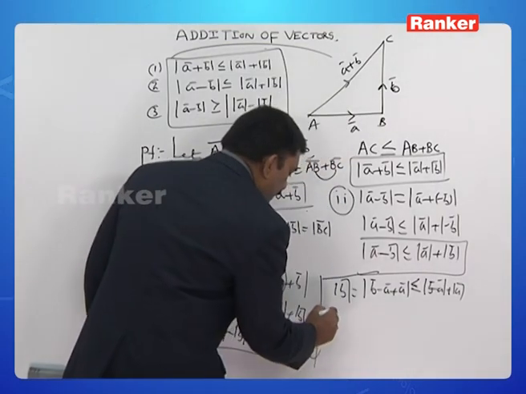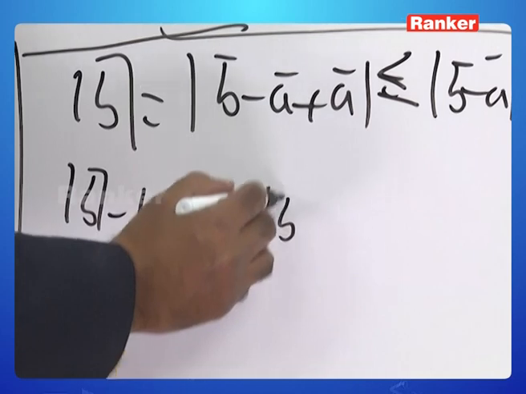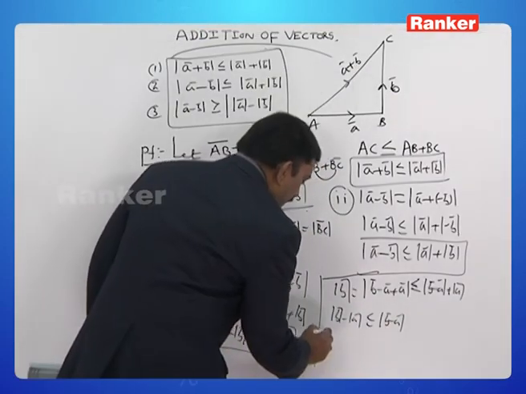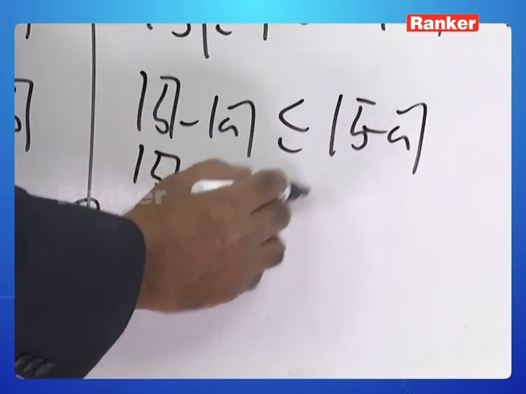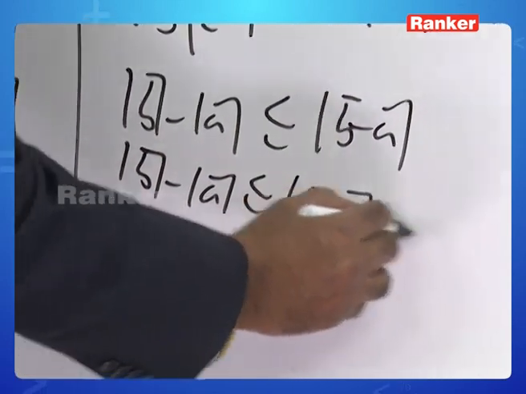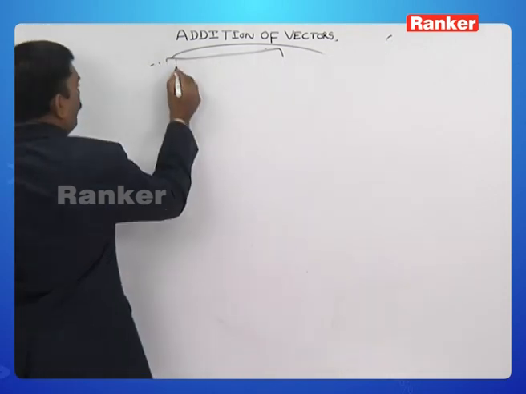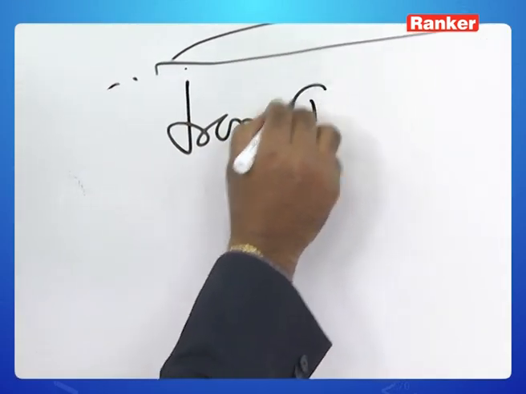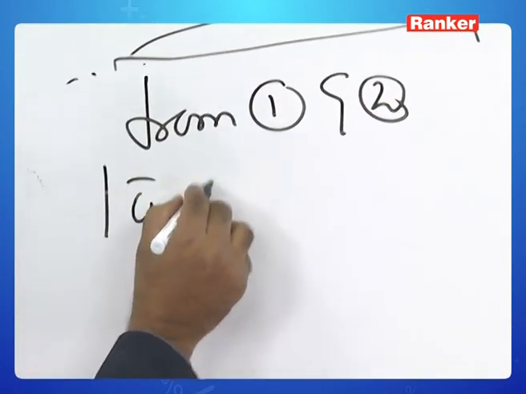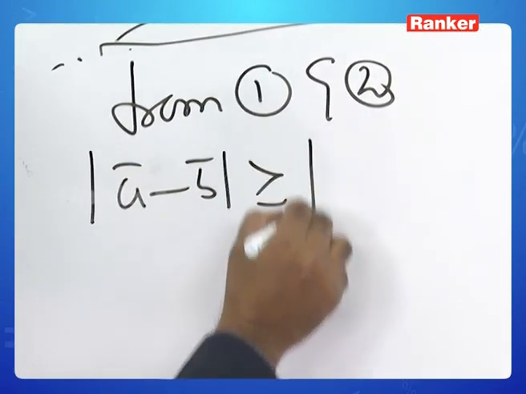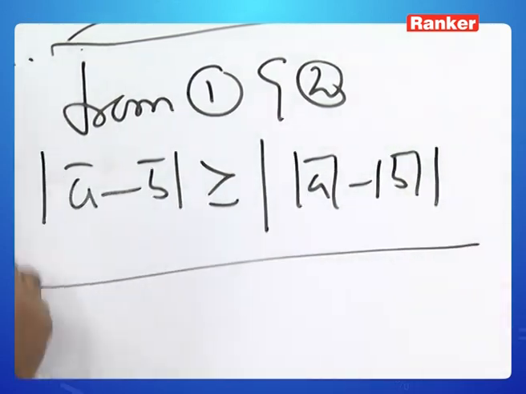So now you transfer this side: modulus of B minus modulus of A is less than or equal to B minus A. This is same as, now look here, modulus of B minus modulus of A is same as A minus B. This is 2, right? So therefore, now from 1 and 2, modulus of A bar minus B bar is greater than or equal to modulus of A minus modulus of B.